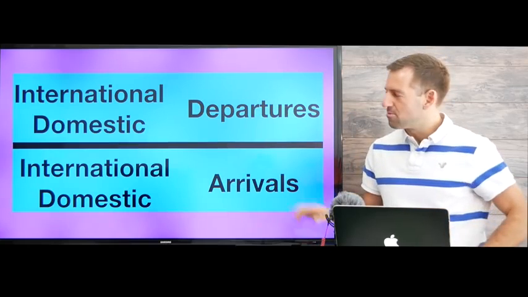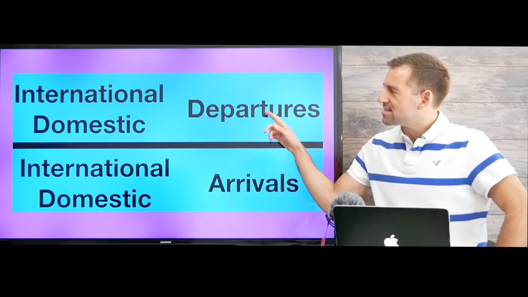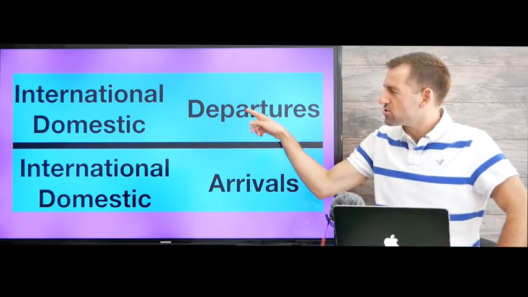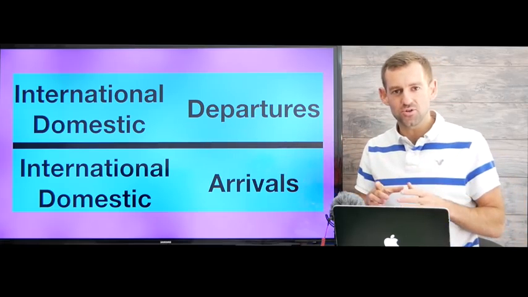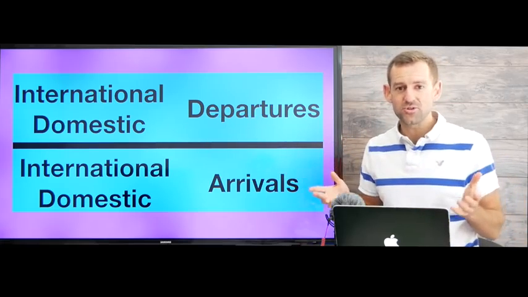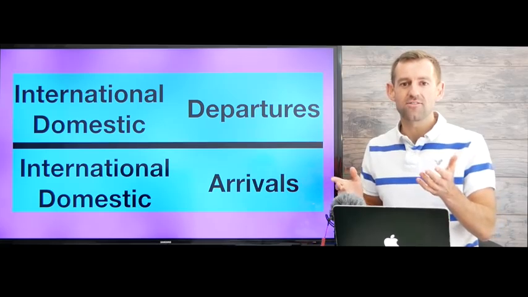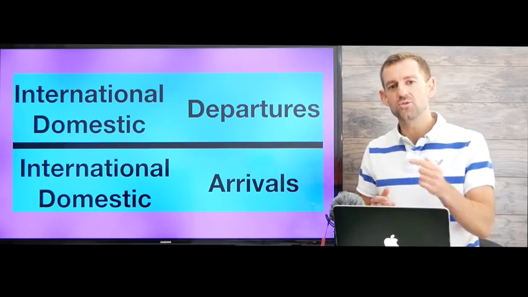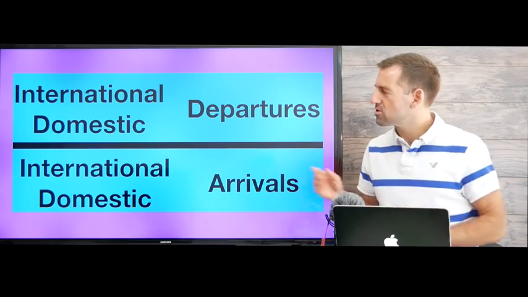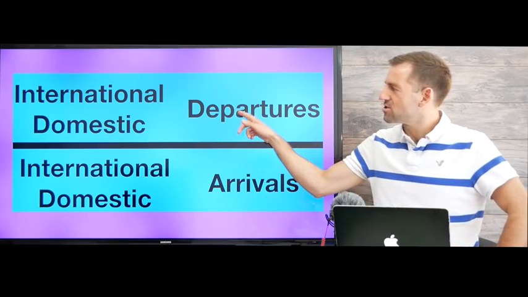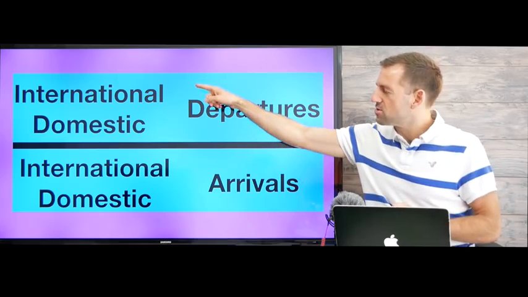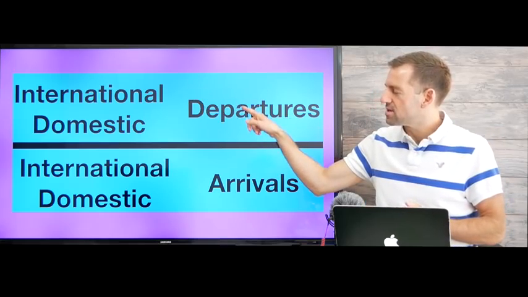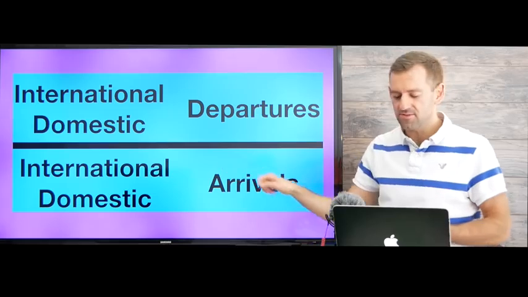Okay, so you might see a sign that says international departures or domestic departures. The word domestic means inside the country. You're not leaving the country. So if you fly from New York to Los Angeles, you would go to domestic departures. But if you're flying to Germany or some other country, then you would go to international departures. And it's the same for arrivals.